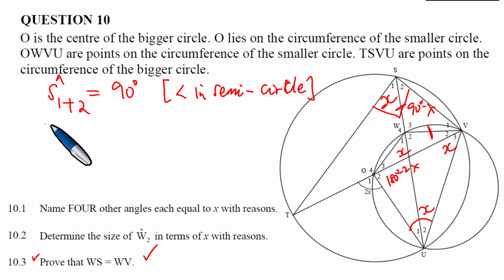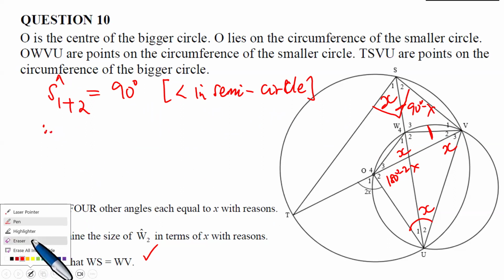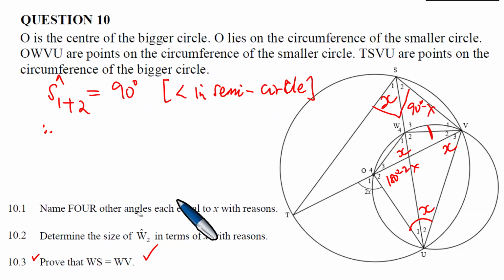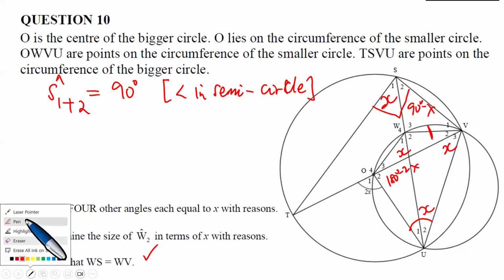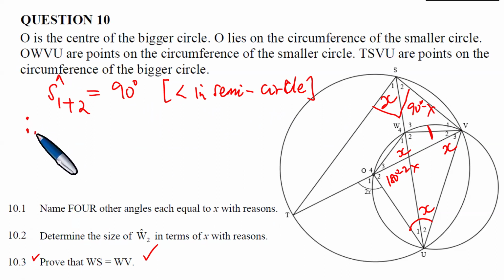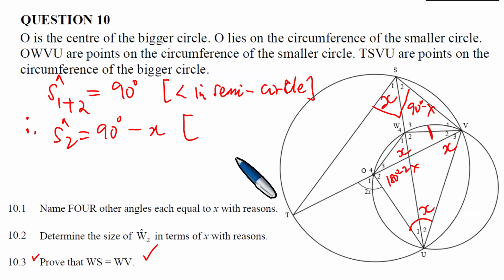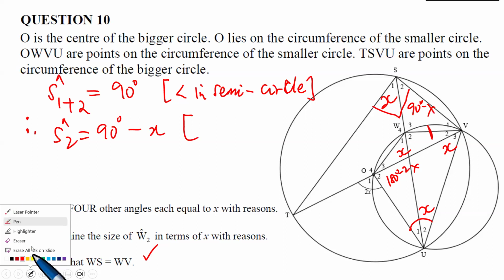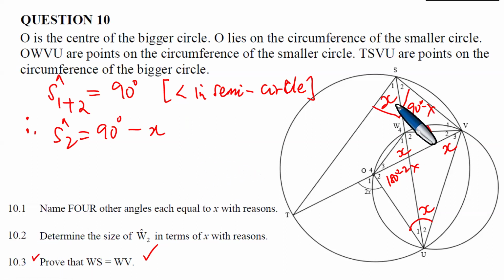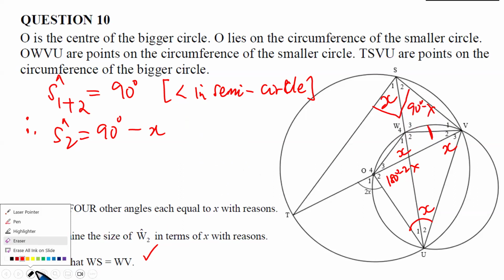So therefore, we can then say that the angle S2, what is the angle S2? 90 degrees minus X. There's just no apparent reason there because you already know this one is X, and therefore this angle S2 is 90 degrees minus X. Next.